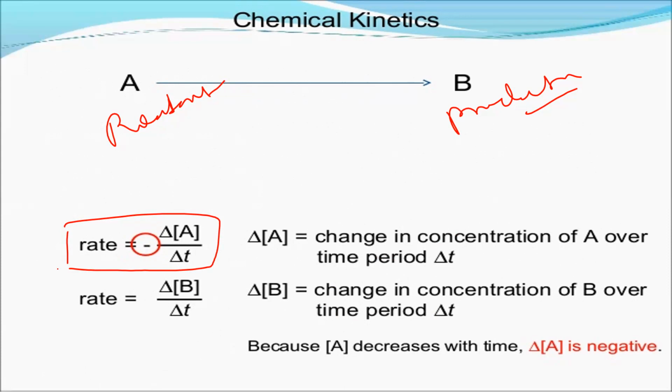That means we are writing the rate expression with respect to the reactants. So that is delta A by delta T. Here it is a minus, so delta A means the change in the concentration over the period of time delta T. Okay, here it is a minus sign.